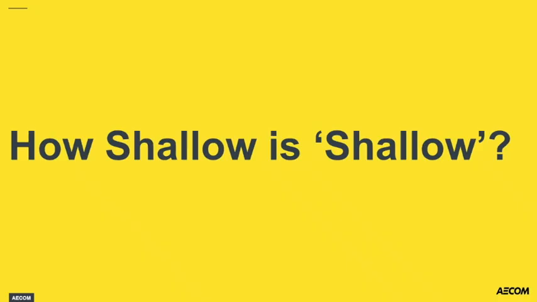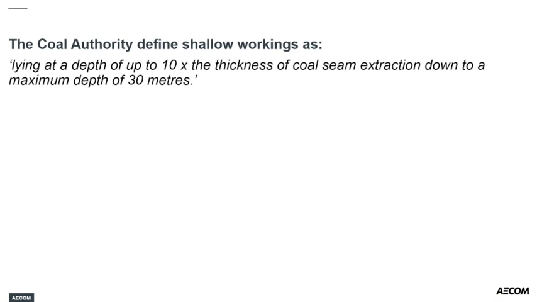So let's start with shallow. So how shallow is shallow? I also apologise for how bright this slide is. I feel you need sunscreen for something this bright and this yellow this late at night in the winter. So the Coal Authority defines shallow workings as lying at a depth of up to 10 times the thickness of a coal seam extraction down to a maximum depth of 30 metres.